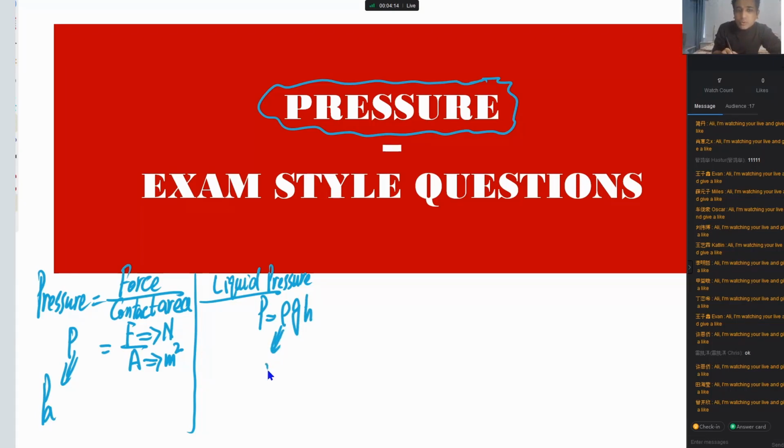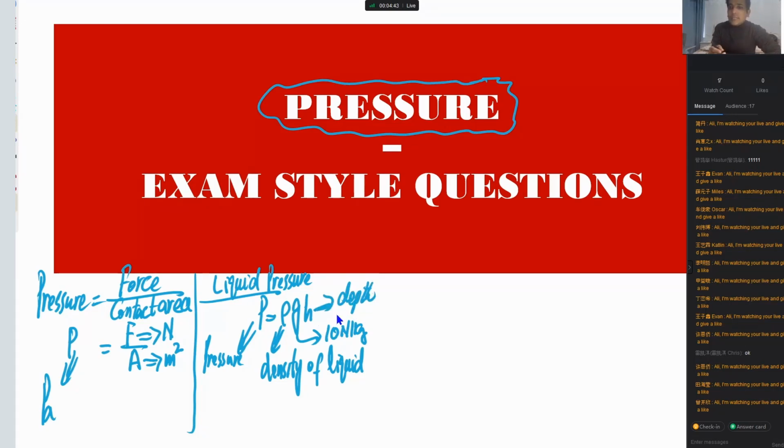You need to understand what rho is. This is the density of liquid, or you can say density of fluid. P is the pressure, and G is the gravitational field constant, which is 10 newtons per kg. You can use 10 at IGCSE level, and H is the depth. So what exactly does it mean?